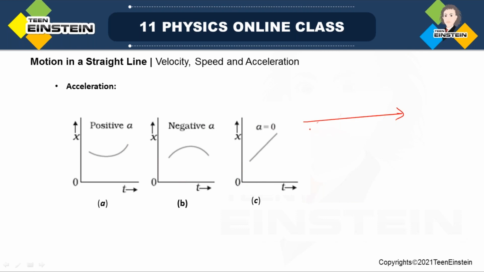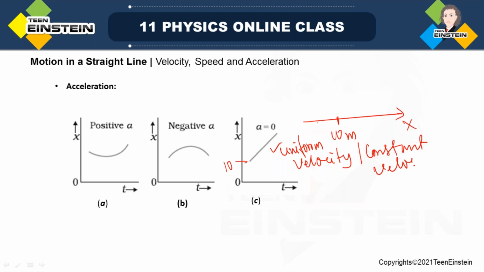It will not go through the origin if it has some initial distance. Suppose the object starts moving from 10 meters along the x-axis. So up to this it is 10 meters, and thereafter it is having uniform motion. You can see that a straight line actually means uniform velocity or uniform motion. If there is uniform or constant velocity, in that case the acceleration will be zero. Both average and instantaneous will be zero.